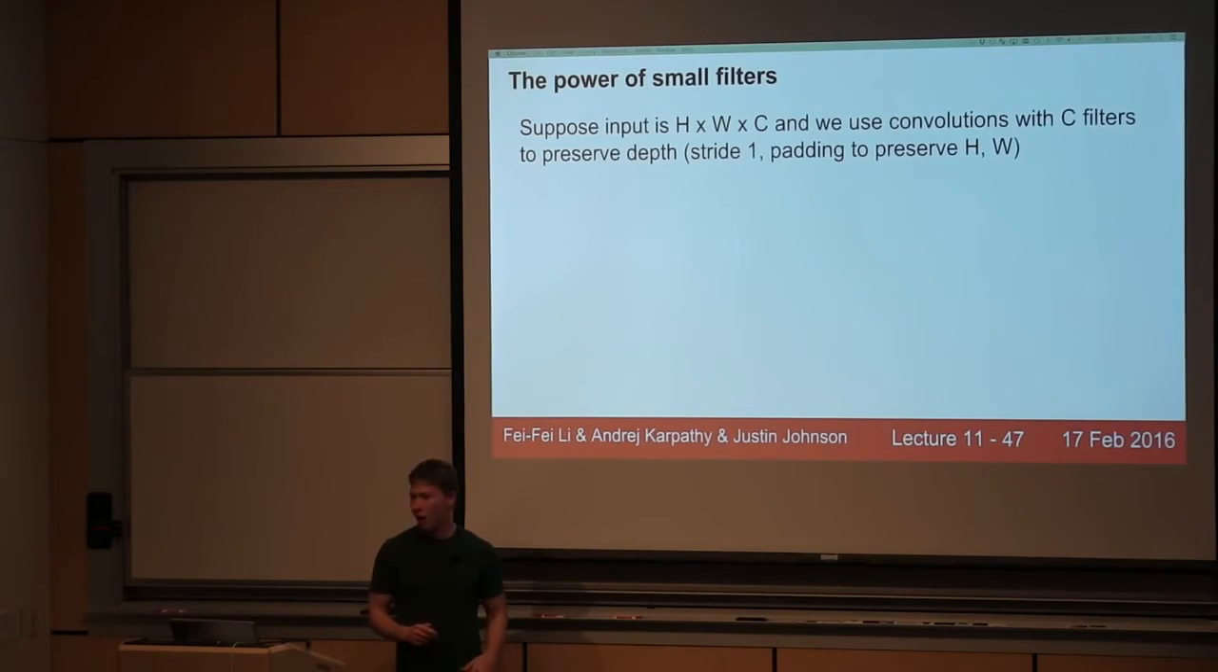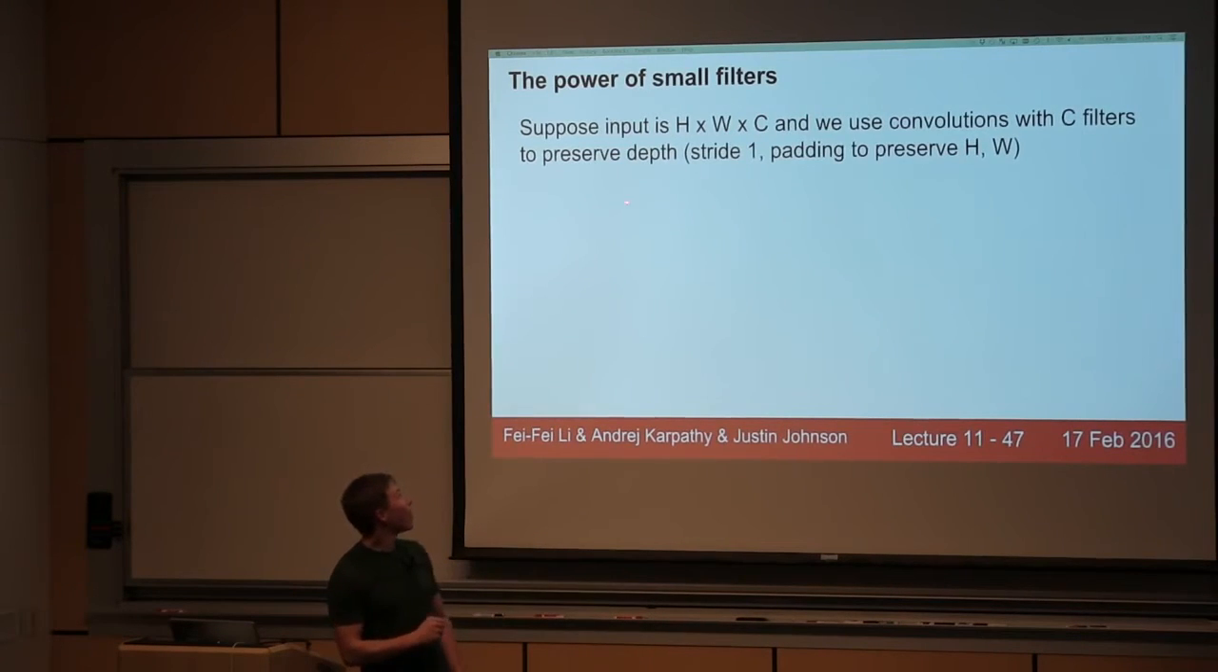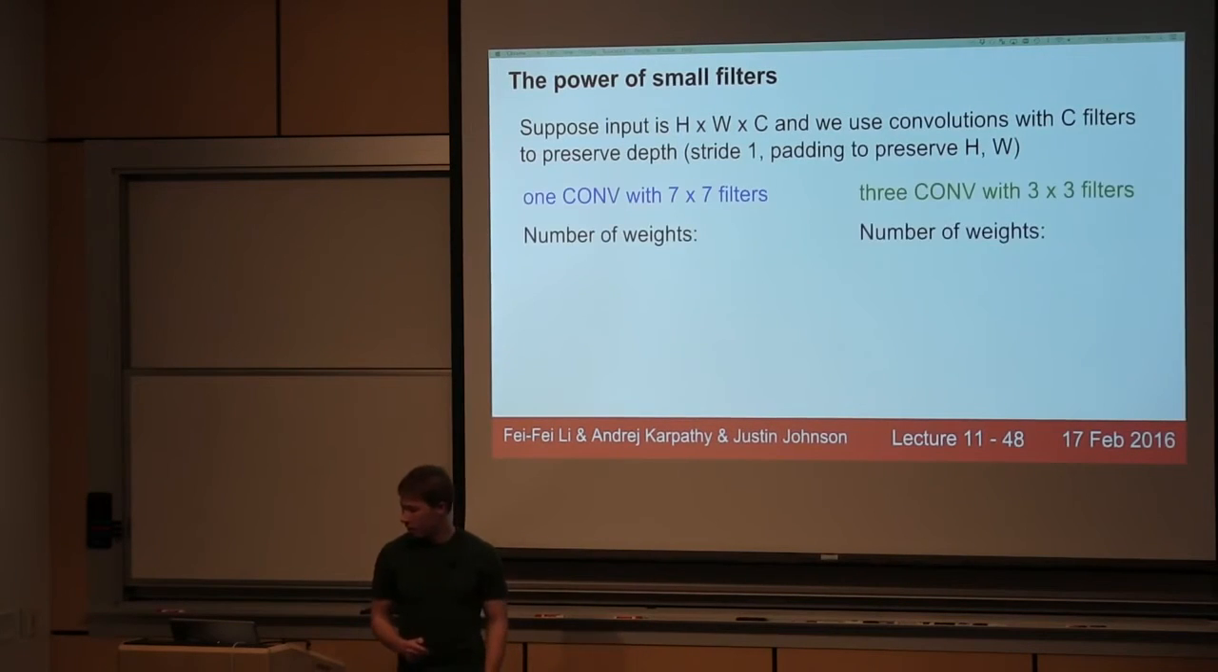Now we can dig further into this idea, and compare more concretely between a single 7x7 convolution versus a stack of three 3x3 convolutions. Let's suppose that we have an input image that's H by W by C, and we want convolutions that preserve the depth, so we have C filters, and we want them to preserve height and width, so we just set padding appropriately. Then we want to compare concretely the difference between a single 7x7 versus a stack of 3x3. So first, how many weights do each of these two things have?